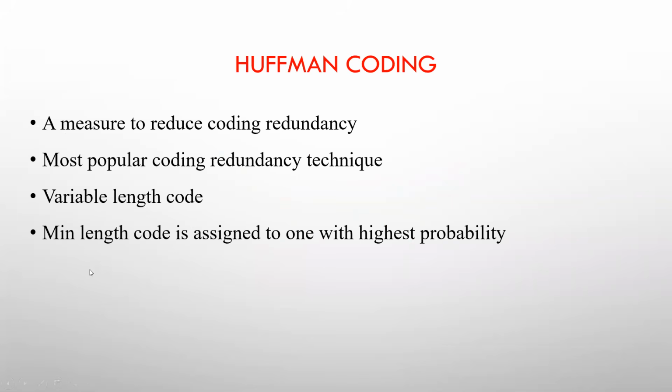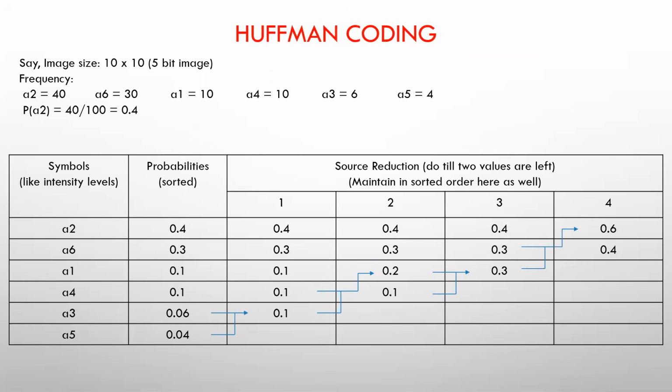The idea, or the intuition, behind it is that the minimum length code is assigned to the symbol with the highest probability. How is this going to happen? Just see over here. Suppose I have an image of 10 cross 10 and this is a 5-bit image. I have certain symbols like A2, A6, A1, A4, A3, and A5. The frequency of occurrence of these symbols is already given to you, so that is what reduces your task. They have not given a 10 cross 10 image and asked you to calculate A2, A6. They have already given the frequency counts. They said that A2 is 40, A6 is 30, then 10, 10, 6, and 4.